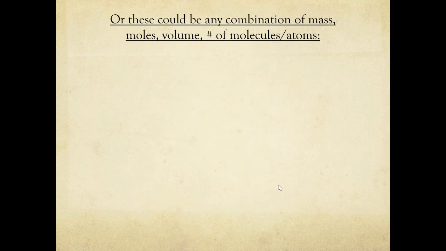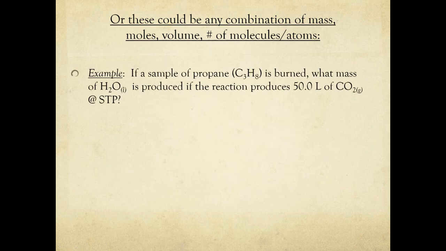All right, so they could be any combination of mass, moles, volume, number of moles, or atoms. So this one: if a sample of propane, C3H8, is burned, what mass of water is produced if the reaction produces 50 liters of CO2 at STP? All right, so again, first things first, write out your balanced equation. Make sure everything's good. Oh, it looks like it's not balanced.